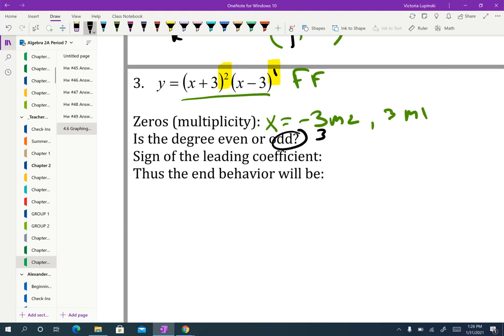Then for the sign of the leading coefficient, you would have to look out front. Because there's nothing there, that implies that it's a positive. Odd positive is down up. Draw yourself a little sketch here.